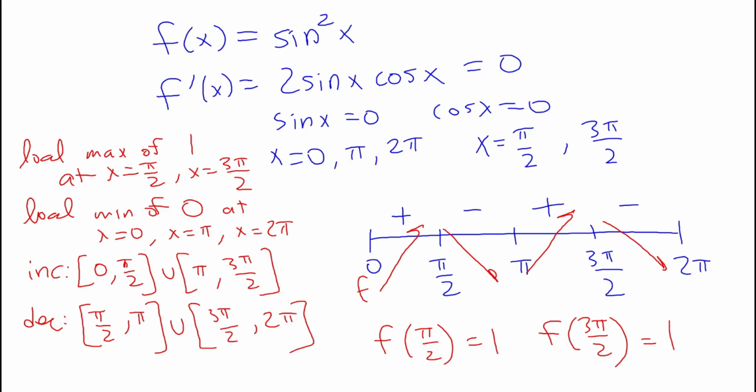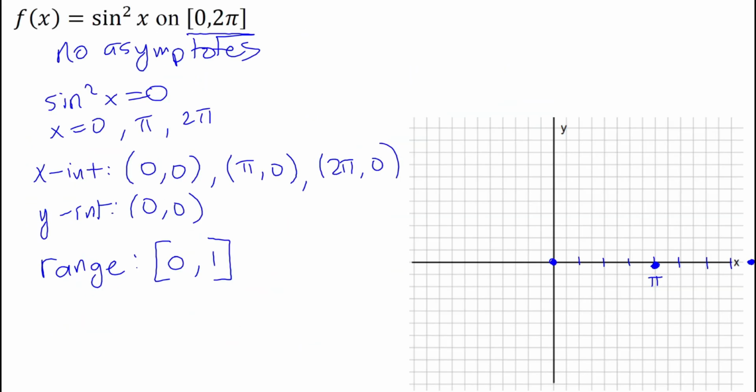And we'll just put those values onto our graph here. How high up should we make this? Let's say 6 units up here is 1. So our scale is going to be a little funky here, but at pi over 2, we'll be at 1, and at 3 pi over 2, we'll also be at 1. Now we'll move on to our second derivative.